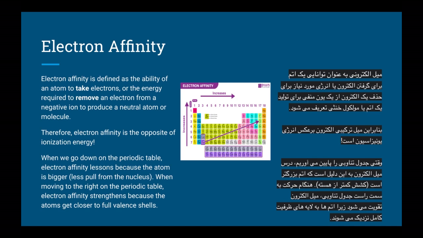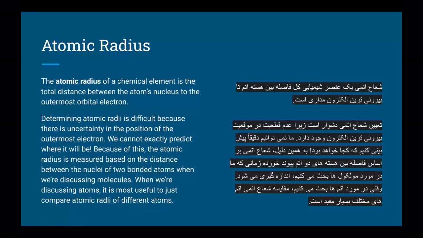So, using this definition, we know that electron affinity is actually the opposite of ionization energy. So, when we look at the periodic table depicted here, when we go down on the periodic table, electron affinity lessens because the atom is bigger, less pull from the nucleus. When moving to the right on the periodic table, electron affinity actually strengthens because the atoms get closer to full valence shells.